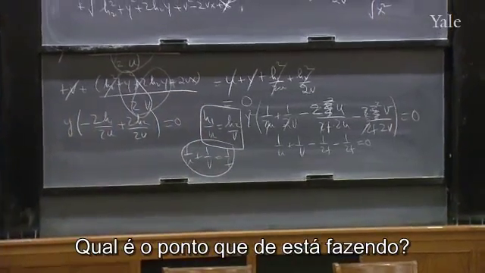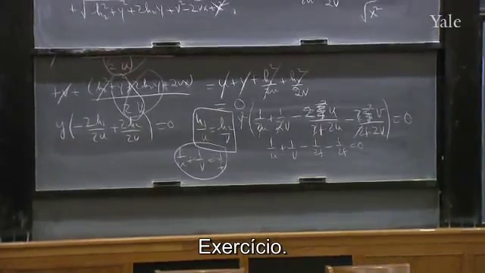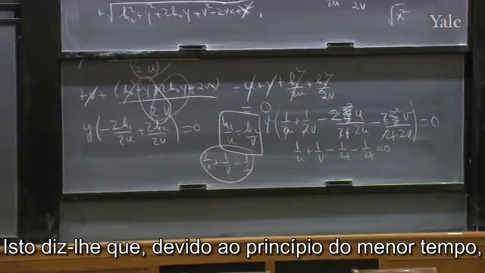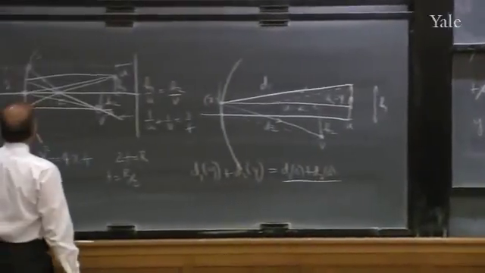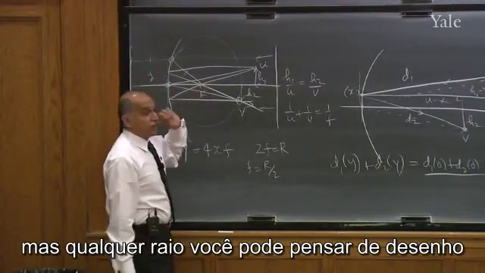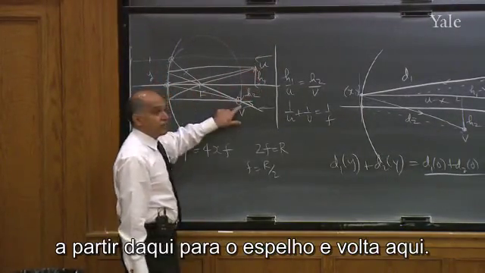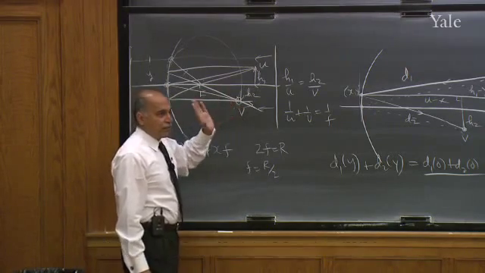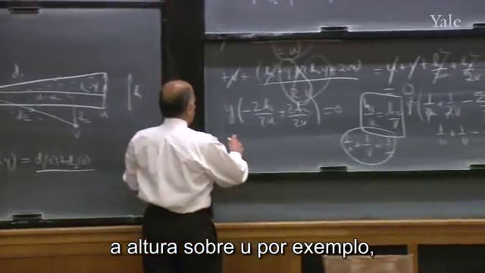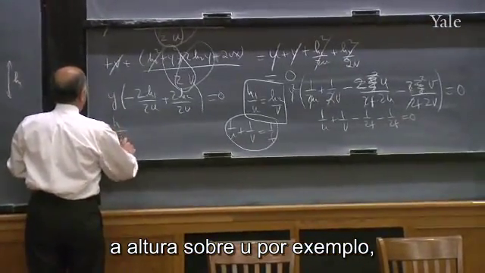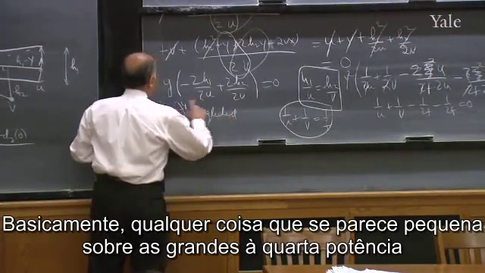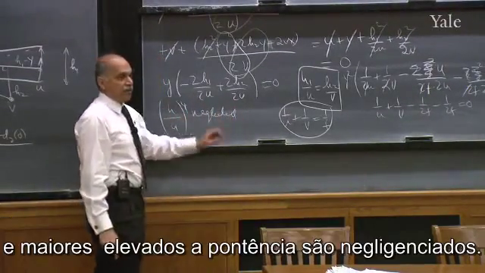So you can ask, what's the point of doing this exercise? This tells you that because of the principle of least time, the time it takes to go not only to these two privileged rays, but any ray you can think of drawing from here to the mirror and back here, they all take the same time. In the approximation in which the height over u, for example, to the 4th power is neglected. Basically, anything that looks like small over big to the 4th power and higher powers are neglected.